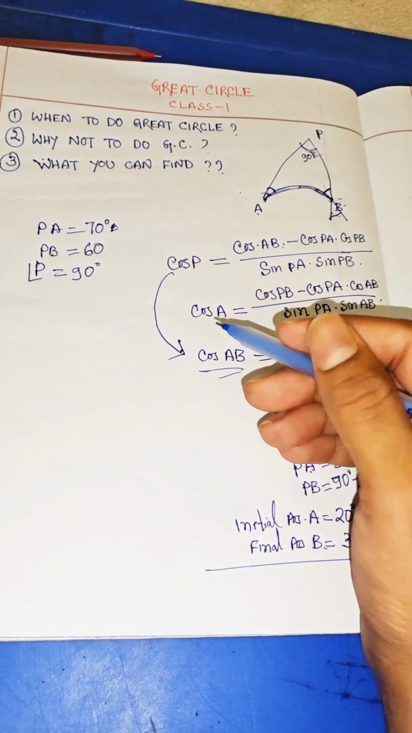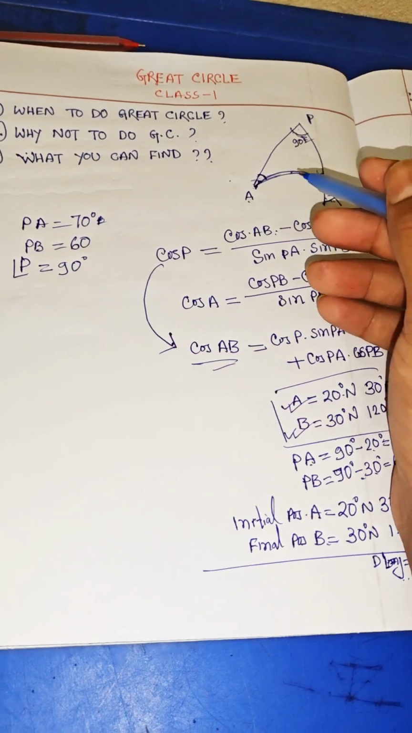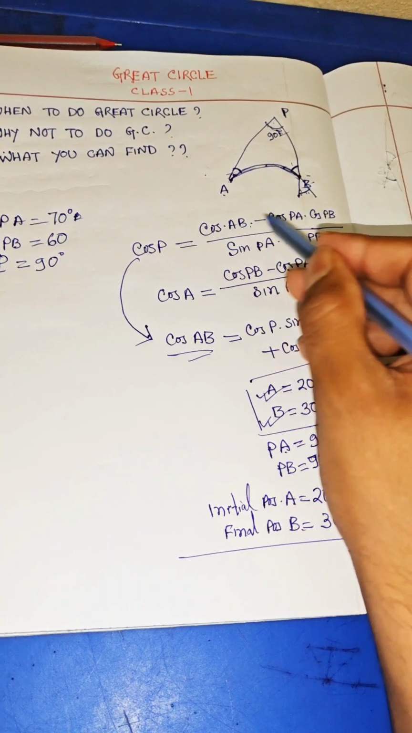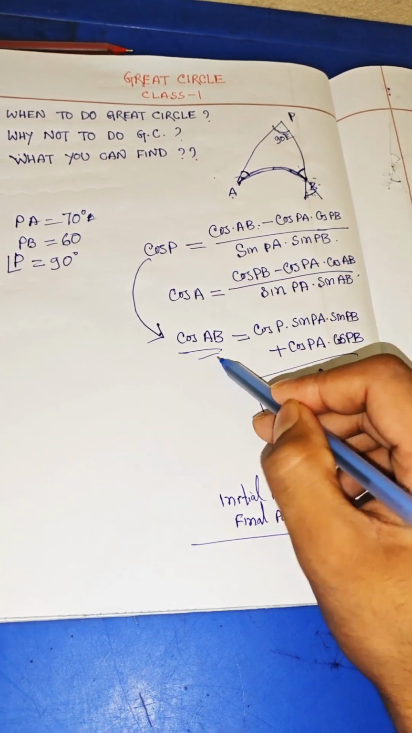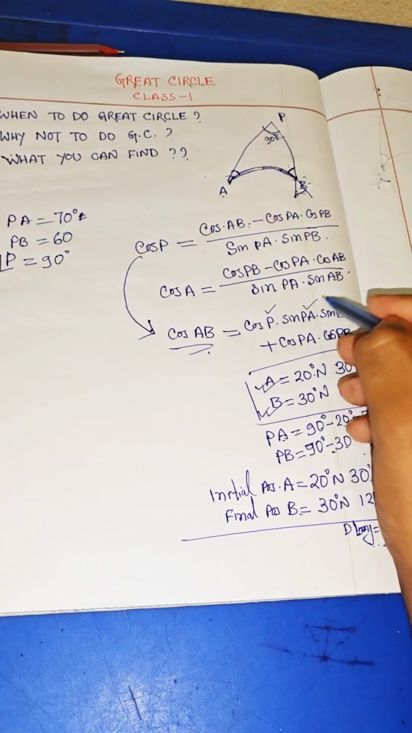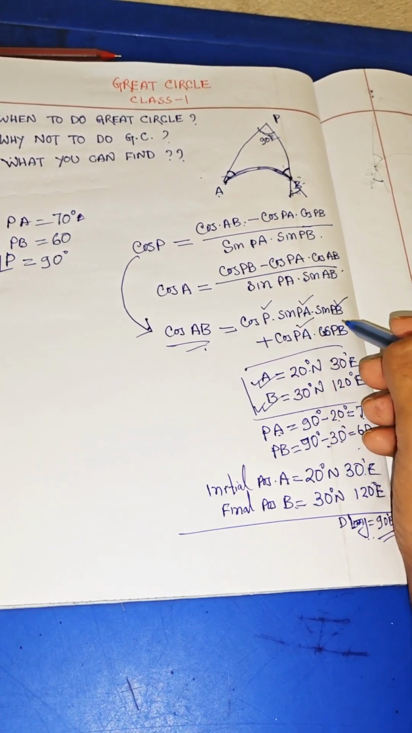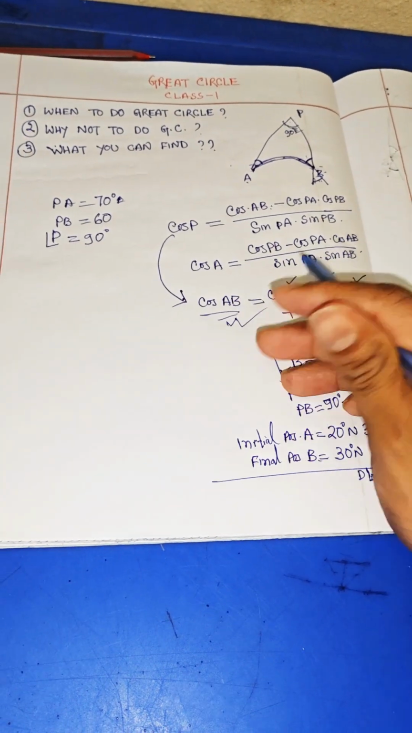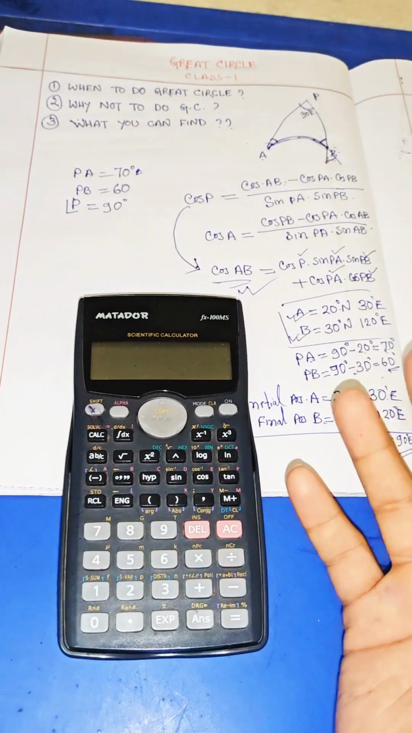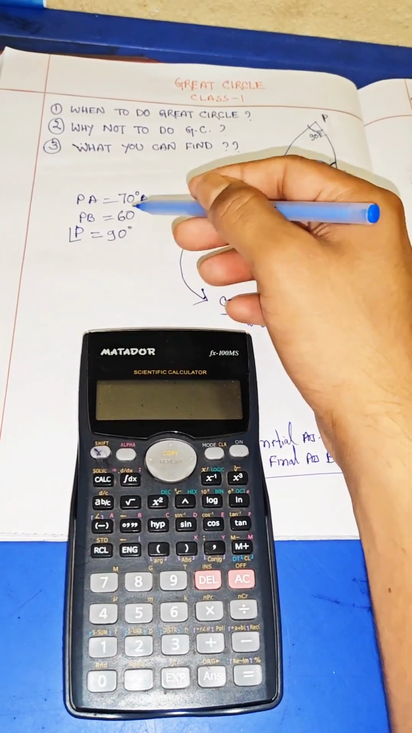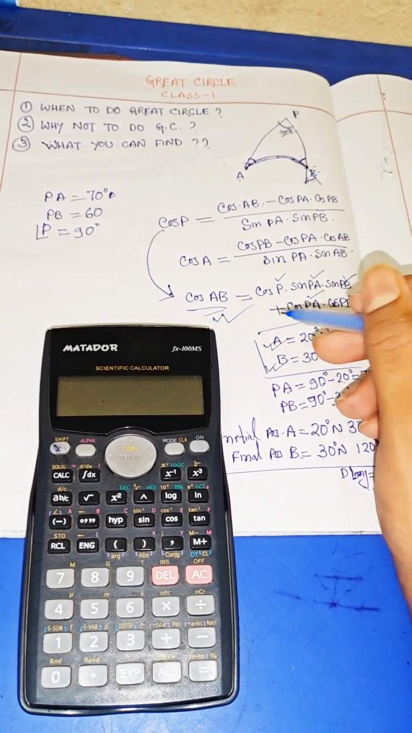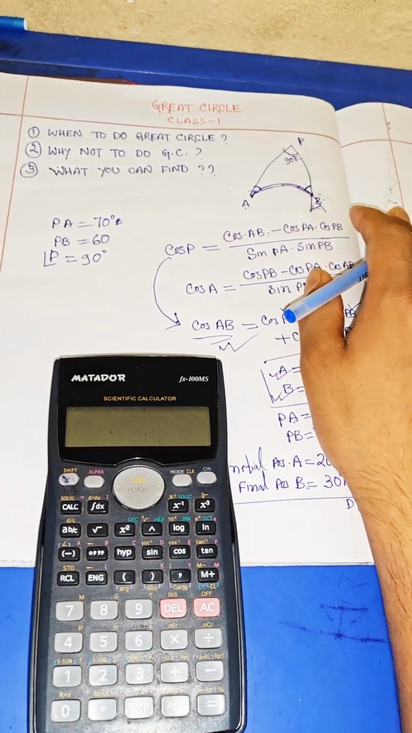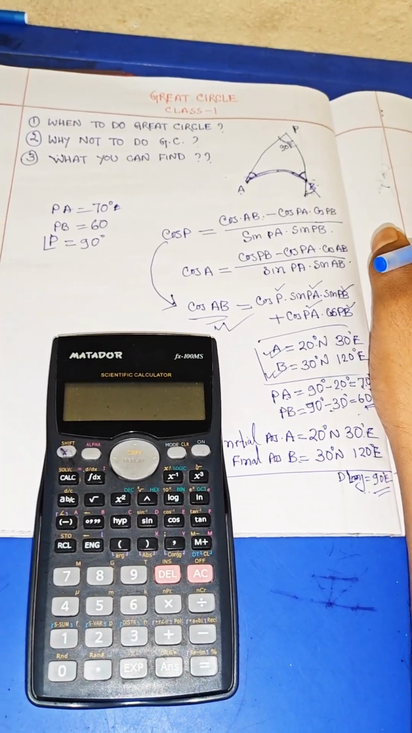So if they ask you to find out the great circle distance, like the AB distance, you can find it from this formula, guys, and after modification comes this one. You know your P value, you know your PA, you know your PB. So you can find your cos AB distance. Just use your calculator with these figures, and you can find out the total great circle distance, guys. This is the great circle distance, remember.